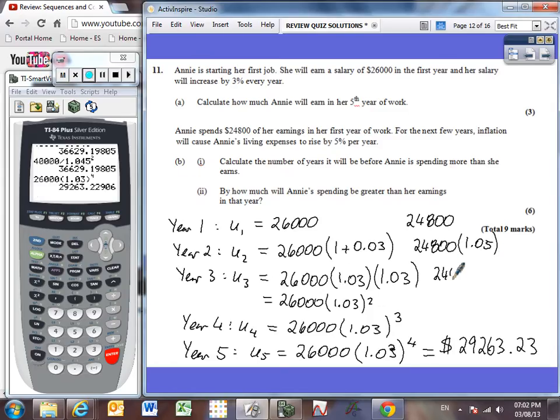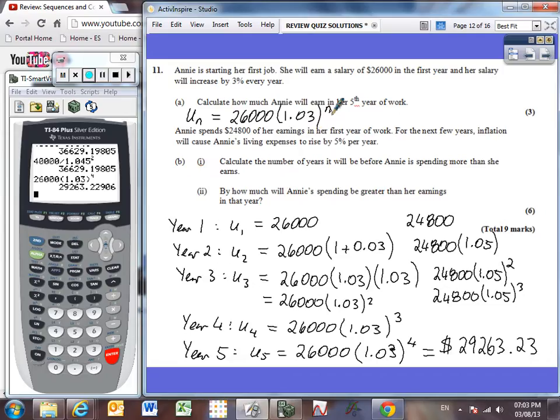By the third year, that previous amount has had to multiply another 1.05. So you can imagine then, by the time we get to the fourth year, that's 1.05 to the power of 3, and so on. Why don't we come up with a general equation for each of these? So the amount that she earns in her nth year of work is her original salary, which is increasing by 3% to the power of n minus 1.